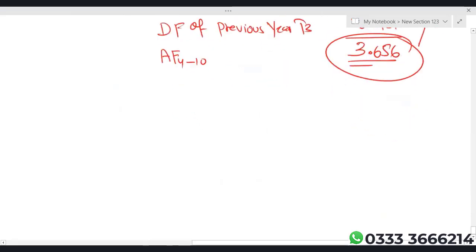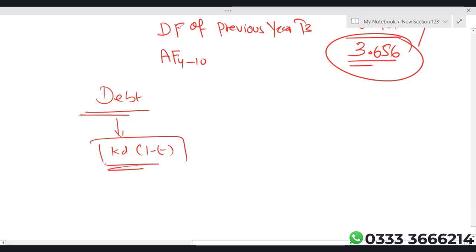Now come here. Okay. If an entity wants to raise finance in the form of debt, we know that the cost is KD 1 minus T, the cost of debt after tax, because the fixed payment of interest results in tax saving.